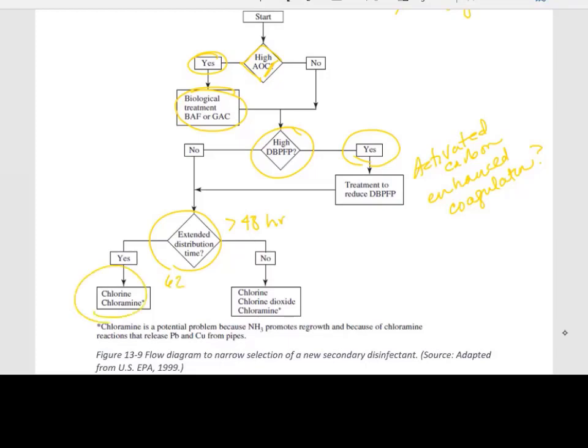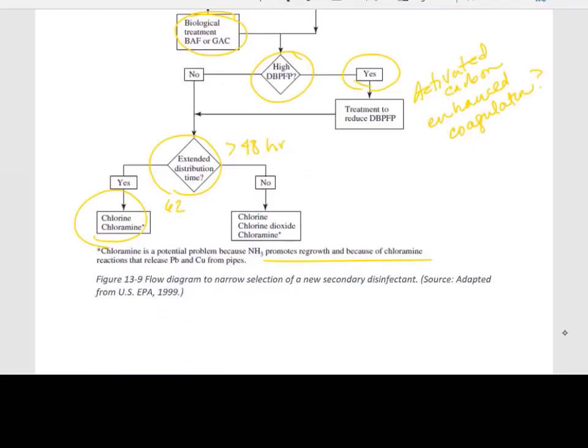So what that tells us is that we want to look at either chlorine or chloramines as our secondary disinfectant. The major thing noted here is you want to make sure with chloramines that you don't have excess ammonia because of the potential regrowth in the distribution system.